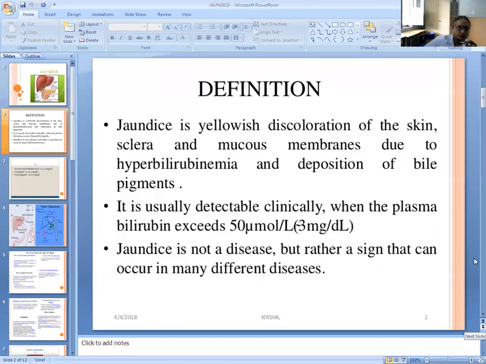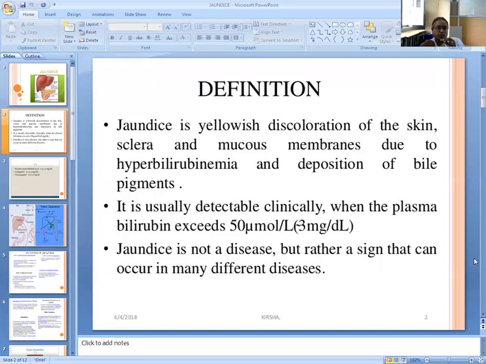So what is jaundice? We know jaundice and icterus are the same. Jaundice is the layman's word, icterus is the medical word. It is nothing but yellowish discoloration of the skin and mucous membrane, which is mainly because of increased bilirubin level in the blood and deposition of bile pigment. That is called jaundice. So this yellow discoloration of skin and mucous membrane is mainly because of deposition of bile pigment, which is a yellow color pigment.